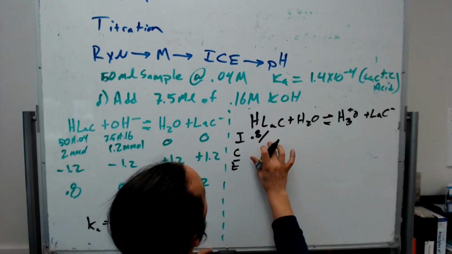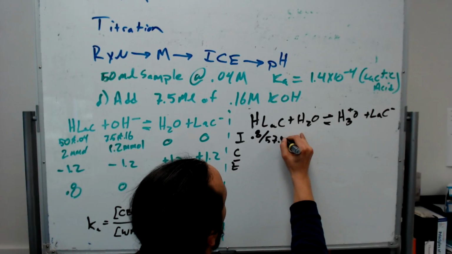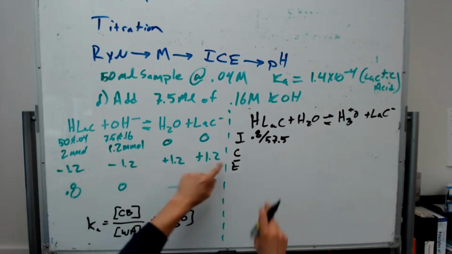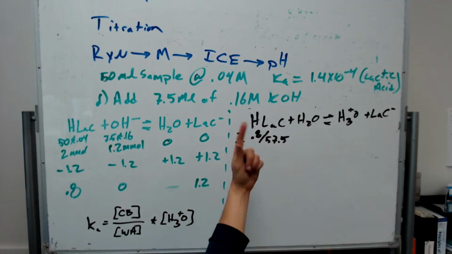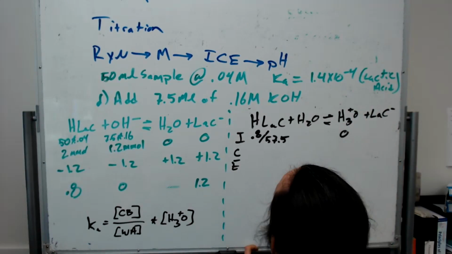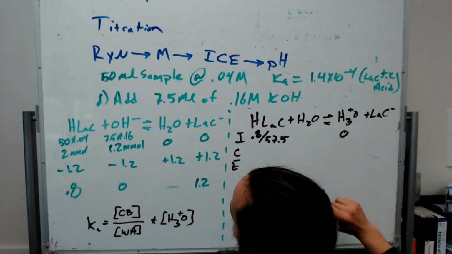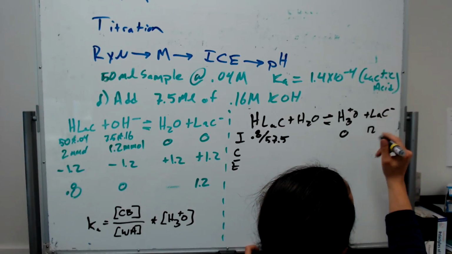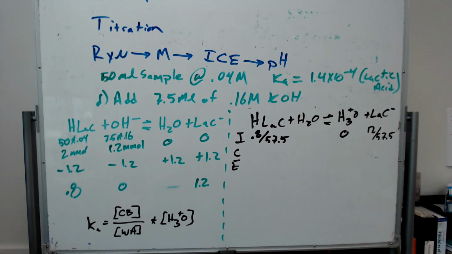0.8 divided by the total volume, which is going to be 57.5. Notice since I left it in millimoles, I can leave it in milliliters and be okay, right? Because that's 0.8 millimoles divided by 57.5 milliliters. The millis cancel out. That H3O plus is 0.8 over 57.5, and my lactic anion is 1.2 divided by 57.5. I'm going to leave those as fractions to show you something else cool that happens.